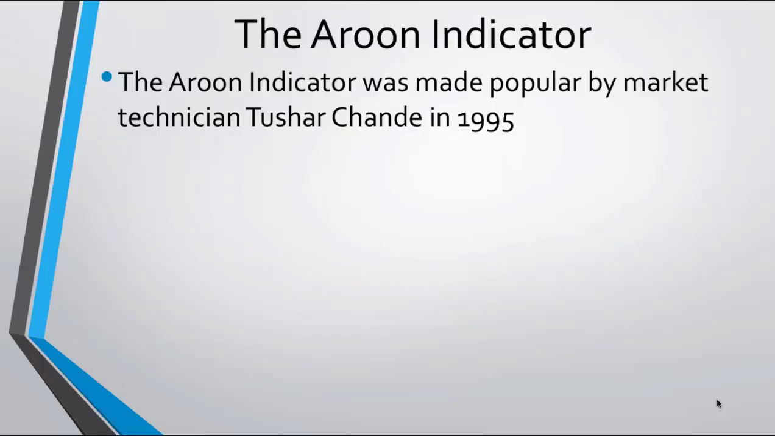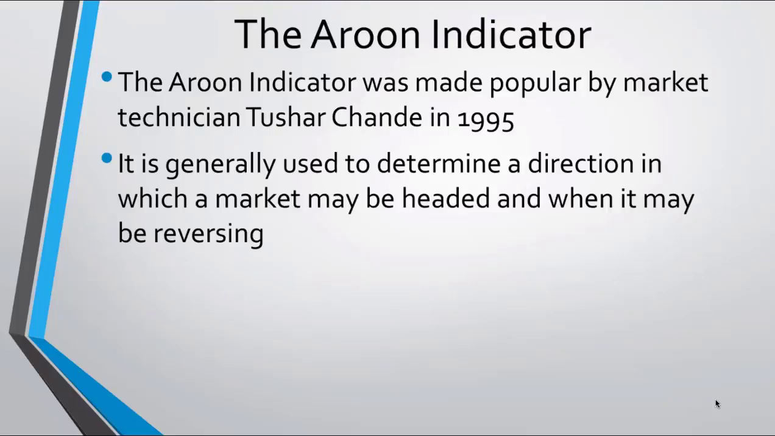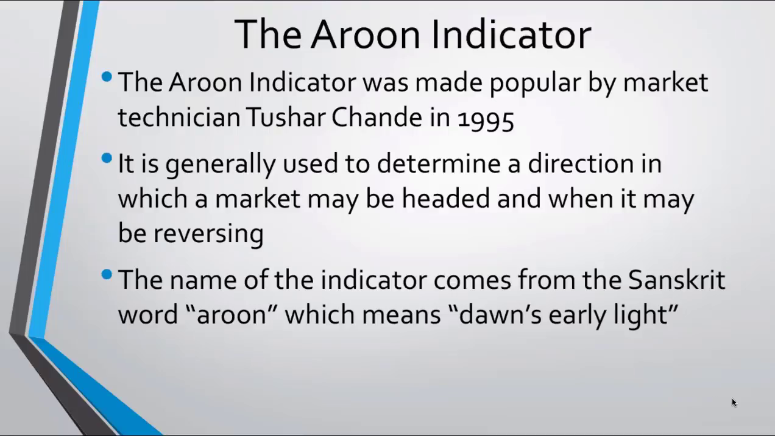So the Aroon Indicator was made popular by market technician Tushar Chande in 1995. It is generally used to determine a direction in which a market may be headed and when it may be reversing. The name of the Aroon Indicator comes from the Sanskrit word Aroon, which means dawn's early light, trying to get a little early light on where the market is headed. Obviously, it's a very clever name.